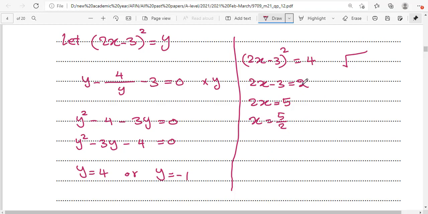Or, since it's squared, then we have two options. One of them is this, option I. We take it as positive, because if this bracket be equal to 2, then 2 squared is 4. But if this bracket be equal to negative 2, then negative 2 squared is also equal to 4. So be careful about the two possible answers. Is equal to negative 2, and then 2x is equal to 1, x equals 1 over 2. These are the two possible values of x, and we used substitution.